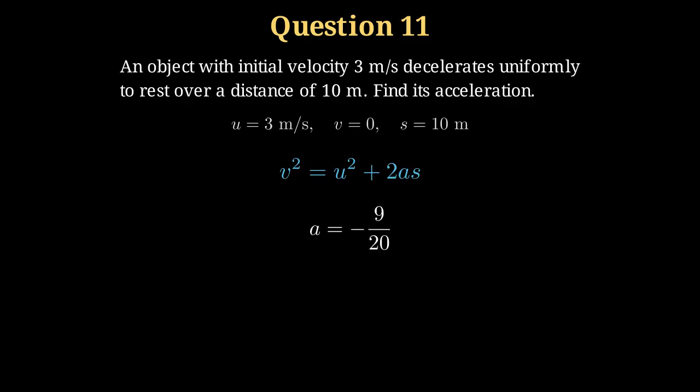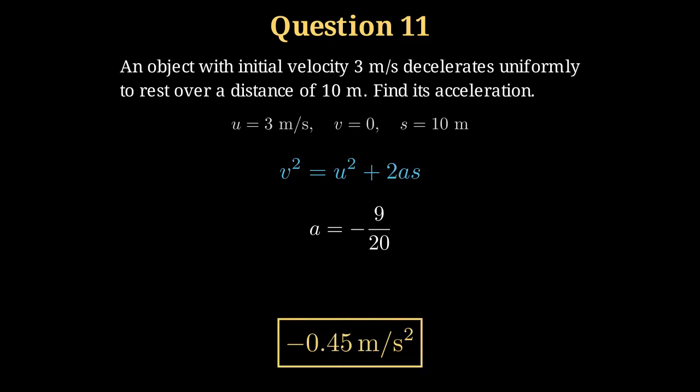a equals minus 9 over 20. That is minus 0.45 meters per second squared. The minus sign shows it is a deceleration. Well done.